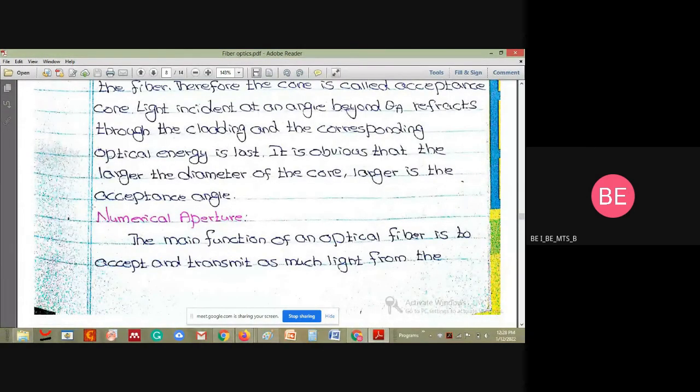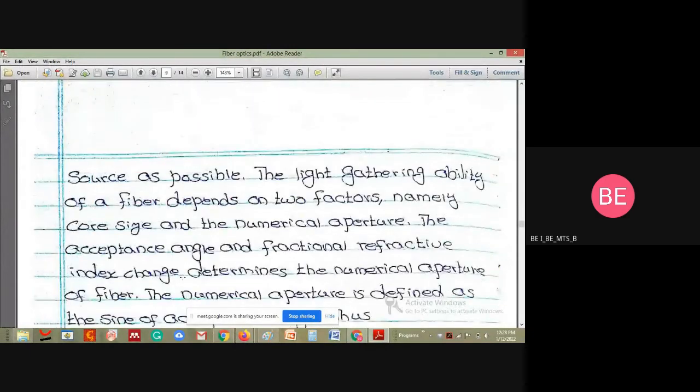A very little concept. Numerical aperture refers to the light gathering capacity of the fiber, right? How much light the fiber gathers, that capability you call numerical aperture. How will you define acceptance angle? It is the maximum angle below which light will be totally internally reflected. And how will you define numerical aperture? Numerical aperture is the light gathering capacity of the fiber, right?